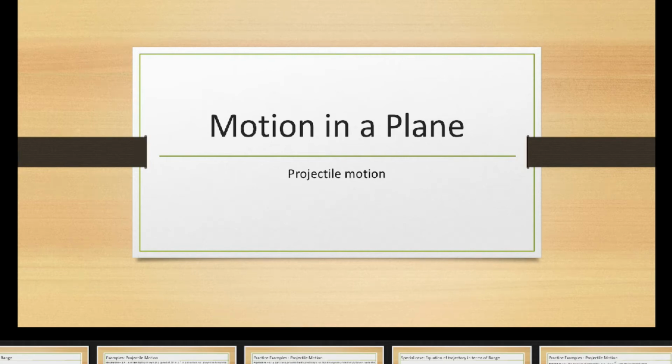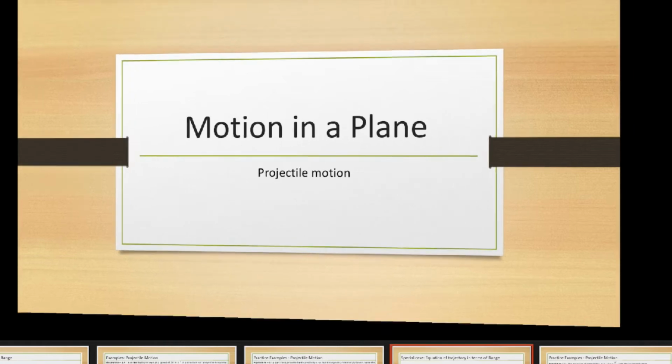Okay guys, in the last session we discussed motion in a plane and projectile motion, and we derived the relations for projectile motion, like the trajectory, range, maximum height, and time of flight, along with a lot of examples. In today's session we discuss some special cases for the projectile motion equations. Let's start with the first one.